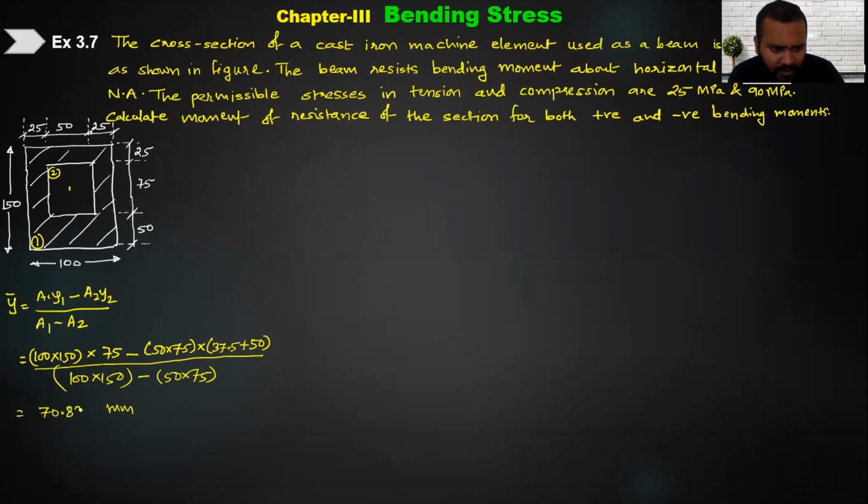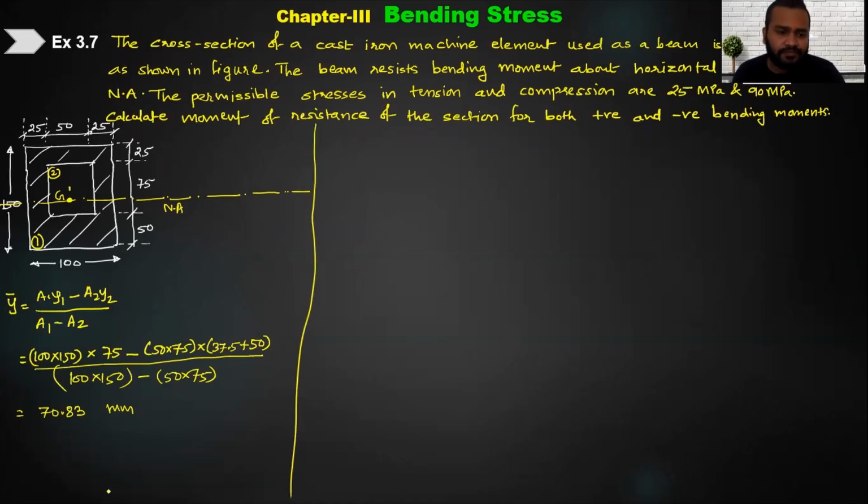70.83. Okay. So I got somewhere 70.83. ठीक है. So somewhere here, मतलब मुझे जो centroid मिलेगा वो somewhere यहाँ पे मिलेगा. Let me draw G and उसमें से जाने वाला axis क्या होगा? मेरा neutral axis. Okay, this is my neutral axis. So now I'll have to find out the inertia about the neutral axis.